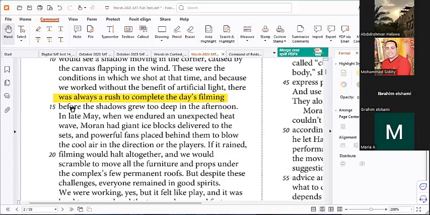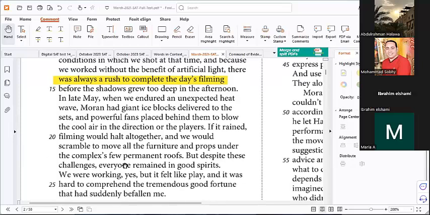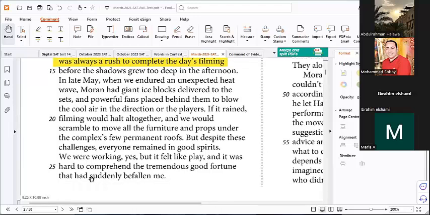There was always a rush to complete the filming before the shadows grew too deep in the afternoon. In late May, when we endured an unexpected heat wave, Moran had giant ice blocks delivered to the sets, and powerful fans placed behind them to blow the cool air in the direction of the players. If it rained, filming would halt altogether, and we would scramble to move all the furniture and props under the complex's few permanent roofs. But despite these challenges, everyone remained in good spirits. We were working, yes, but it felt like play. It was hard to comprehend the tremendous good fortune that had suddenly befallen me.